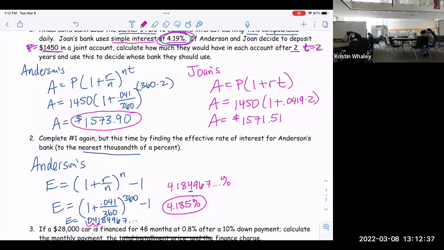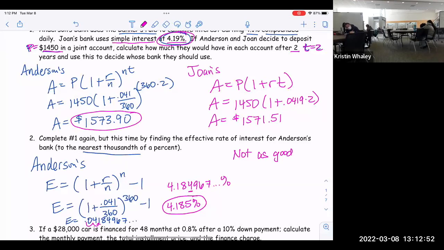So very, very similar. But you can see in this case, Jones is actually better. So if it were just for 1 year, Jones is ever so slightly better. So we could say something along the lines here, this is not as good as Jones' interest rate, even though they're very close.